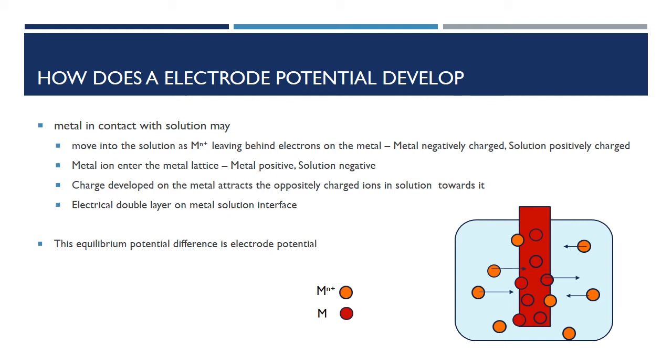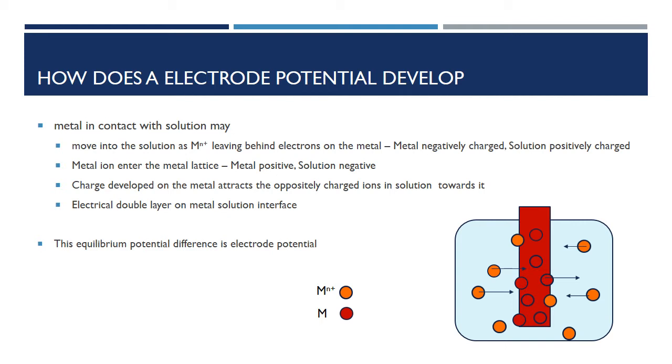When a metal is in contact with a solution containing its own ion, two things can occur. One, a metal atom can move away from the rod into the solution, leaving behind electrons on the metal. Thus, the metal becomes negatively charged and the solution becomes positively charged. The other instance is when a metal ion enters the metal lattice from the solution. Thereby, the metal becomes positively charged and the solution becomes negatively charged.